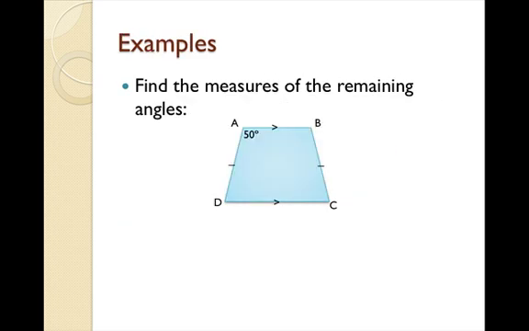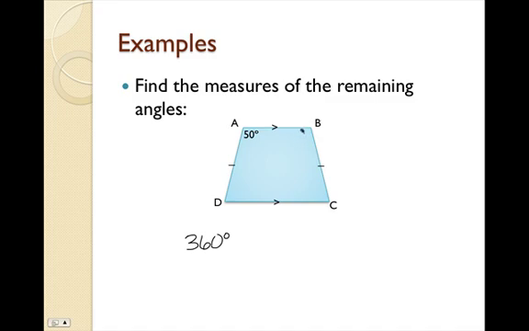Now we're going to move on to a couple of examples. We need to find the measures of the remaining angles given this trapezoid. We know it's a trapezoid because we have 1 pair of parallel lines, and by definition, 1 pair of parallel lines means we have a trapezoid. We also know it's an isosceles trapezoid because the legs are marked as congruent. Going back a couple of lessons, we know the interior angle sum of a quadrilateral is 360 degrees.